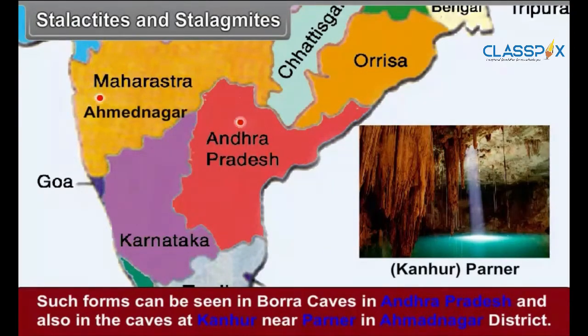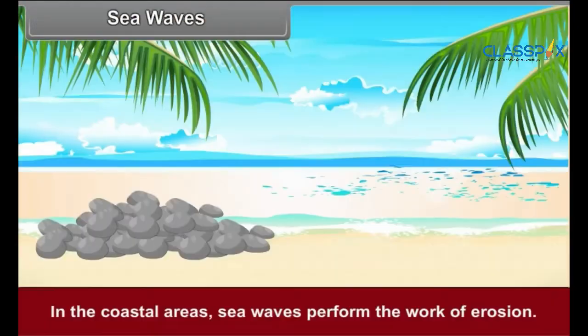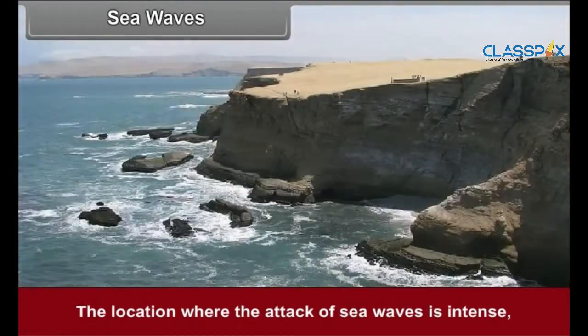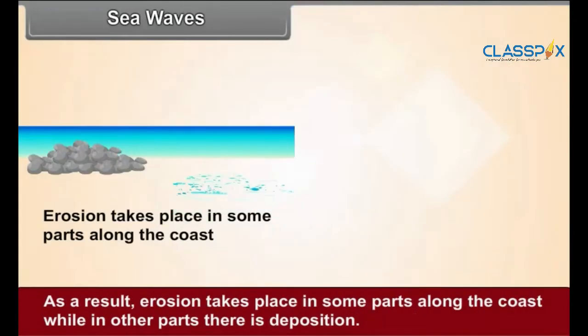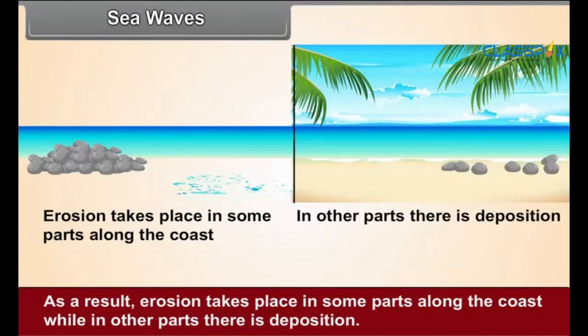B. Sea waves. In the coastal areas, sea waves perform the work of erosion. At locations where the attack of sea waves is intense, erosion takes place on a large scale, whereas at locations where the force of sea waves is weak, deposition takes place. As a result, erosion takes place in some parts along the coast, while in other parts there is deposition.